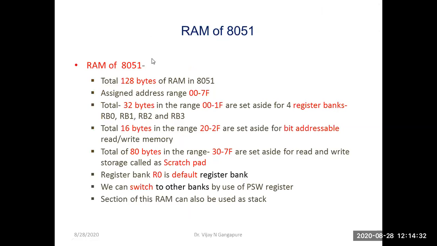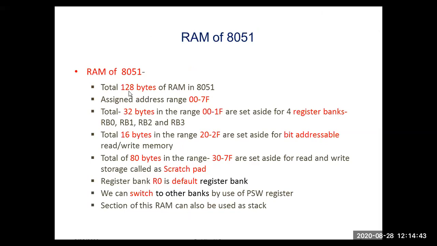Next point is about internal RAM of 8051. So as I told you, in generic 8051 microcontroller, there is 128 bytes of RAM, and since 128 bytes of RAM, its address ranges from in hex 00 to 7F. Means 00 is first memory location address of 128 bytes of RAM, and 7F is the last memory location address of this 128 bytes of internal RAM of 8051.